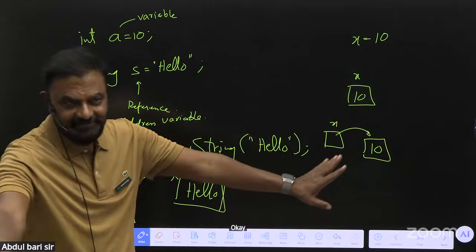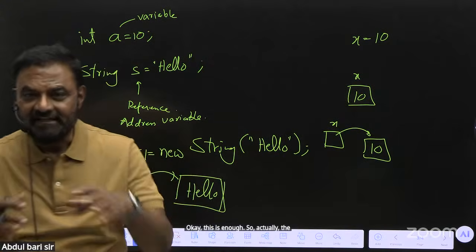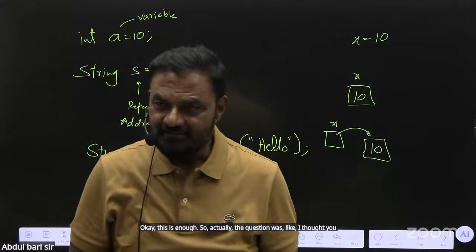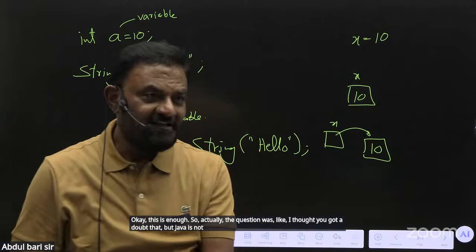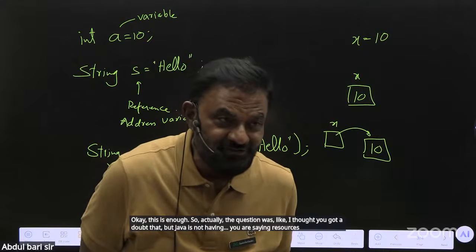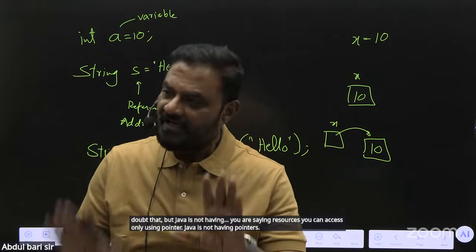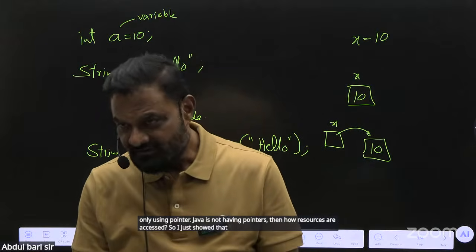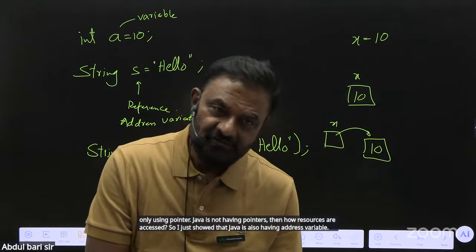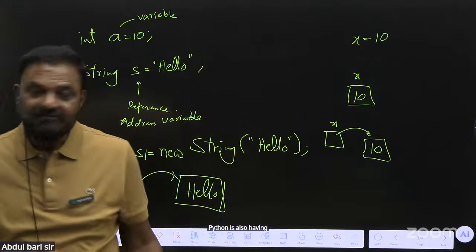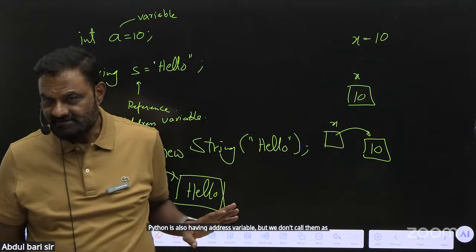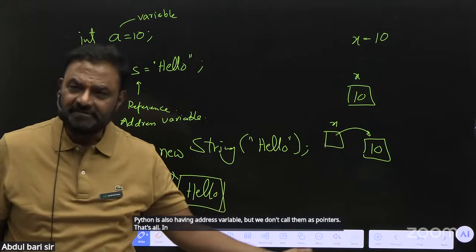Okay, this is enough. So actually, the question was, I thought you had a doubt: you are saying resources can be accessed only using a pointer, but Java does not have pointers, so how are resources accessed? I just showed that Java also has address variables. Python also has address variables. But we don't call them pointers. In Python, we say variable.